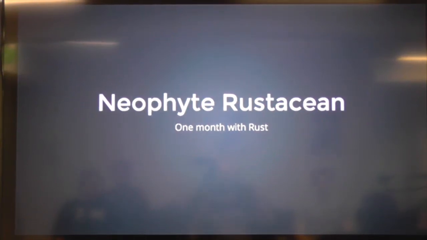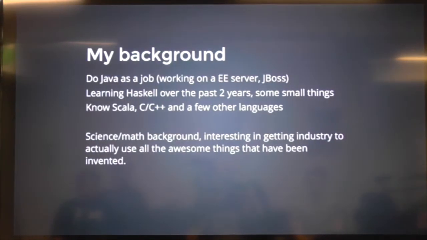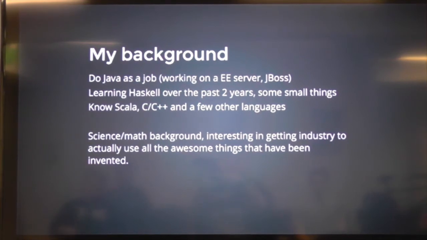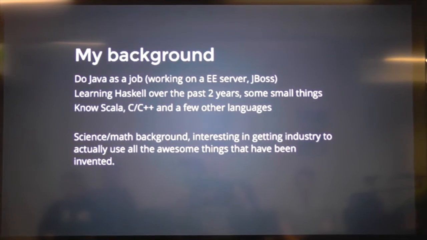Okay, so today I'm going to talk about Rust, which is a fairly new language, and in particular my month playing around with Rust. So a bit of background about me. My name is James Livingstone, and my job is dealing with Enterprise Java and JBoss.